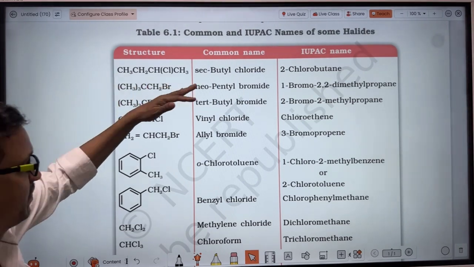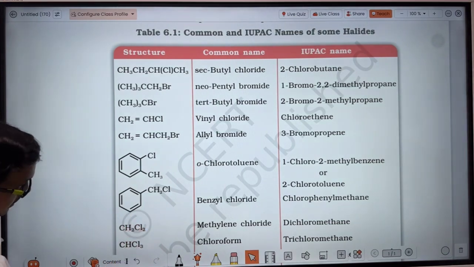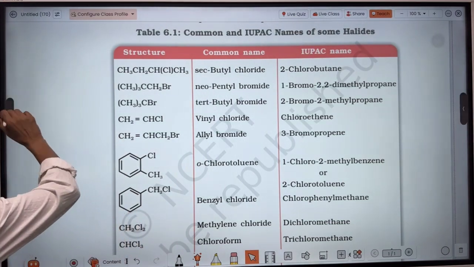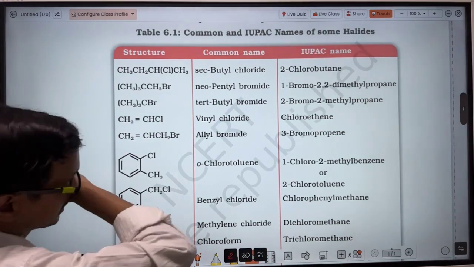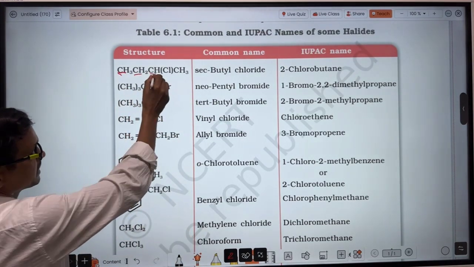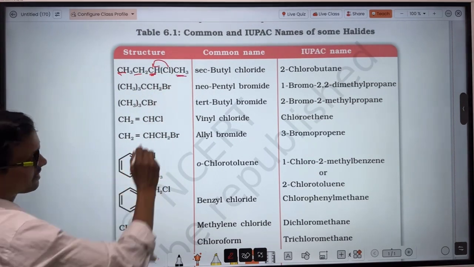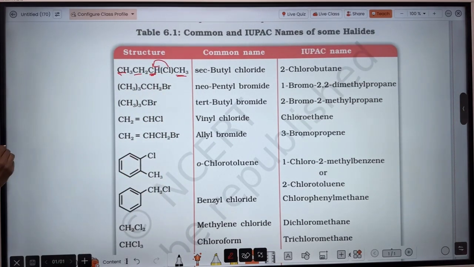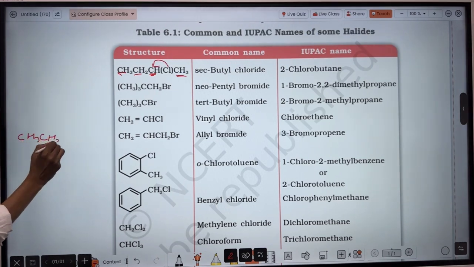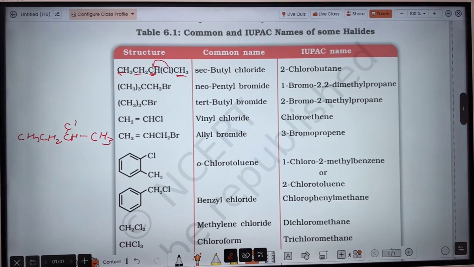Let's see here. If I am splitting this compound in the simplified form, or you can also do it directly. Firstly, I am trying to teach you in the simplified form. That means here CH3, CH2, this CH here. So this chlorine is bonded to this carbon, and then after that CH3. So the structure is like this.